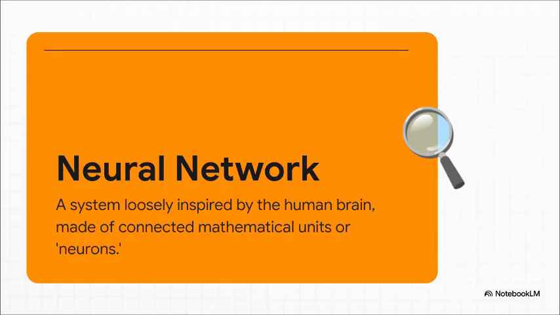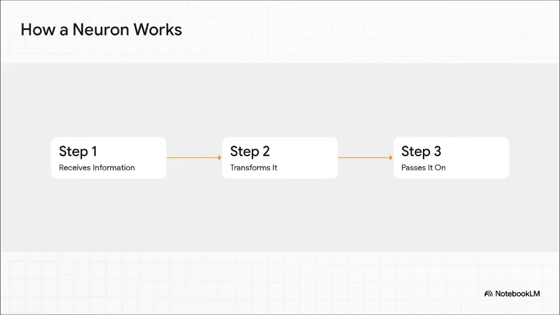And what's wild is that each individual neuron is actually super simple. It really only does 3 things. It receives some information, it does a little bit of math to decide how important that information is, and then it passes its result on to the next neuron in the chain. It's a tiny, tiny step. But the chain reaction of billions of these tiny steps happening all at once is what lets the system recognize a face in a crowd or understand the meaning of a sentence.